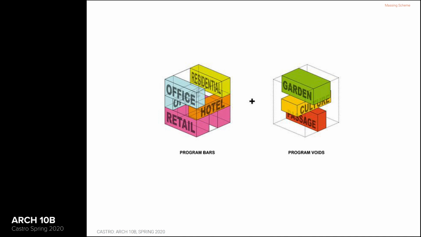Now, the massing schemes, which will be essentially the configurations of that program massing, look something like this, where you're now taking the component, let's say, of the retail and the office, the residential and the hotel, and you're telling me in this cube, they're sort of configured in this order, or you're looking down the one on the right, where you have the garden, the culture, and the passage, and you're telling me that they're arranged in a stack order. So this is what I'm talking about when I speak of massing schemes.